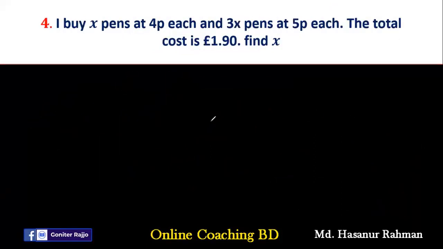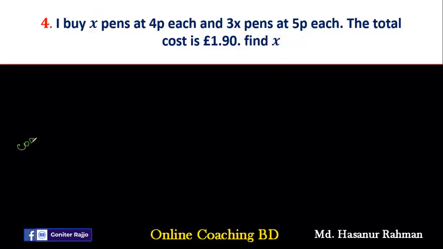Number 4 says I buy x pens at 4 pence each and 3x pens at 5 pence each. The total cost is 1.90 pound. Find x. So here the cost of x pens is 4 pence each, and the cost of thrice x pens is 5 pence each. According to the question, the addition of these two costs is 1.90. By solving this equation, we can find out the value of x.